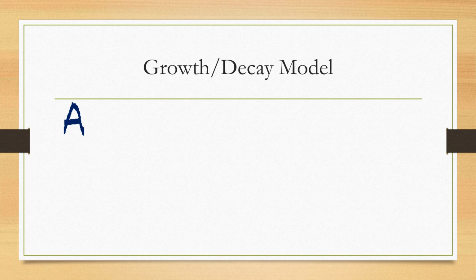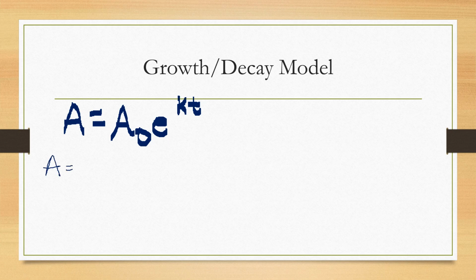A is equal to A sub 0 times e raised to kt. Now, we do need to tell you what all those letters mean. So, the first A, without anything there, is the ending amount. The A sub 0 is for the initial amount.